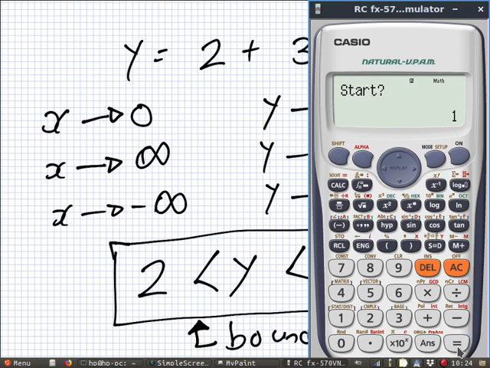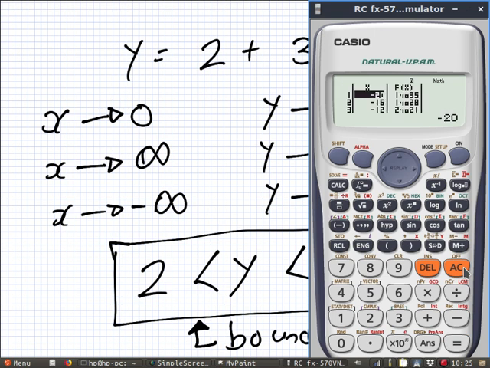Equals. Let's start at... No, we want a negative value. We'll start at minus 20 and we'll go to 20, and we'll go up in 2s. No, insufficient memory. Okay, let's start over. Minus 20 to 20, and we'll go up in 4s.